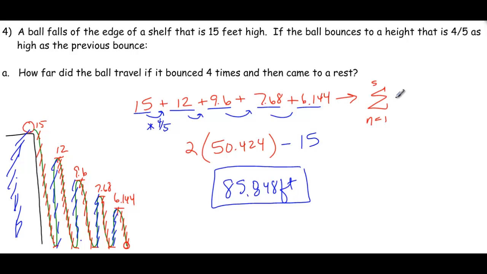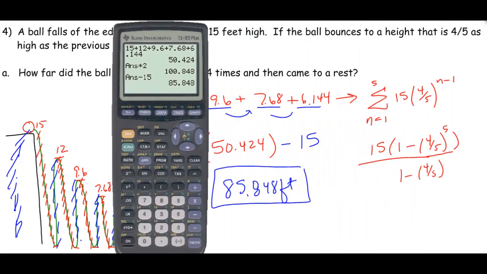And what was my sequence? Well, I know my a sub 1, my starting value, was 15, my common ratio is 4/5, and I know this is n minus 1. Well, I have a formula for this: a sub 1 times 1 minus the common ratio raised to the 5th power, all over 1 minus my common ratio. So let me show you that this will give us the same thing as what I just did by hand, which should have been 50.424.